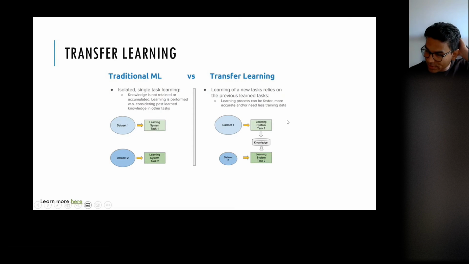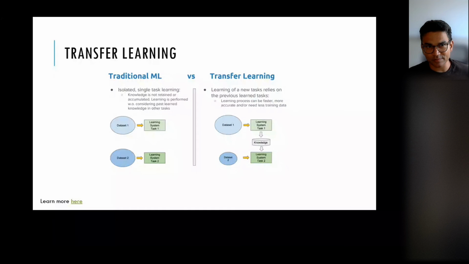So there are more and more frameworks, APIs, and platforms that enable that. And hence we see the explosion of how deep learning is being applied in many different domains and many different tasks.